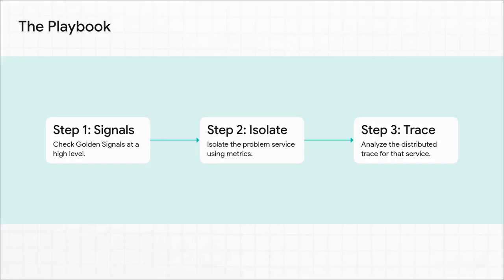You see, what we've just done is the first part of a repeatable playbook. Step 1, check those golden signals at a high level. Done. Step 2, use those metrics to isolate the problem service, our API gateway. Check. And now for step 3, we need to look inside that service to find out why it's so slow. And for that, we're going to need our next tool.